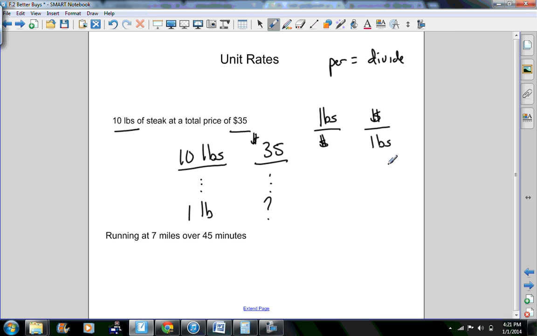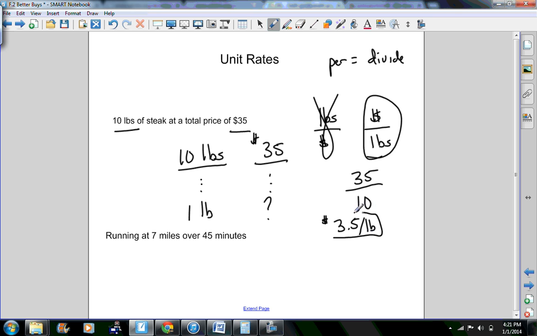My pen decides to work here. There we go. Dollars per pound and not pounds per dollar. So all we do is put the dollars on top, so 35. Put the pounds on bottom, that's 10. And we just divide those out. Well, 35 divided by 10, that's 3.5. And now we put our label on there, dollars per pound. So that's a unit rate. So each pound costs $3.50.